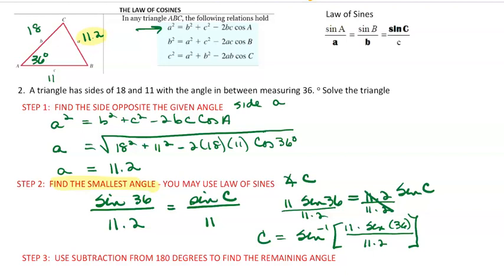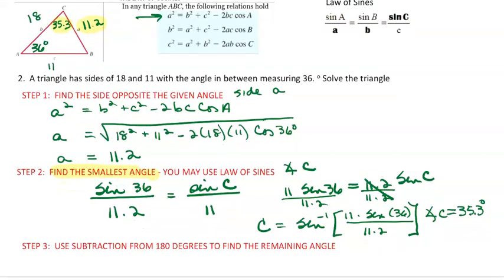35.3. So angle C equals 35.3, and that's degrees. Okay, so this is 35.3, which is right here, 35.3. I'm going to highlight that in yellow. And now I'm missing one other angle.